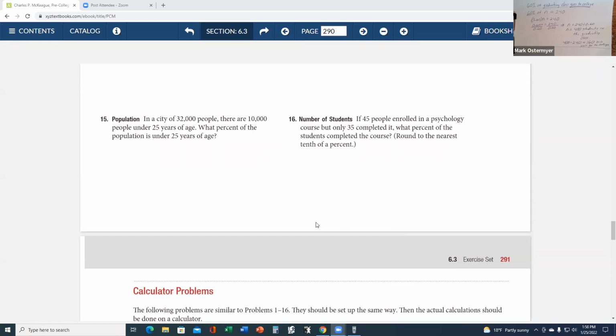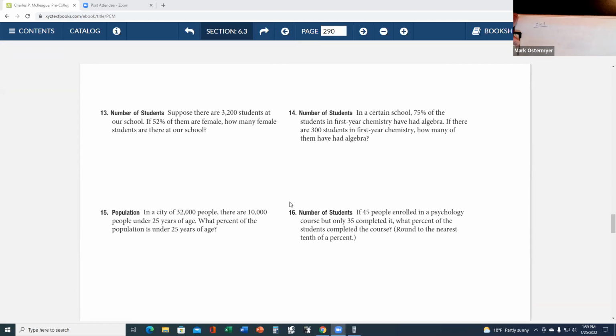Okay, so I'm going to give you classwork. We're up to classwork number 3 now, aren't we? Yes. Okay. So it's time for classwork number 3. I would like you to do problems 14 and 16 for classwork number 3, number 14 and 16 in your textbook in section 6.3. 14 and 16.